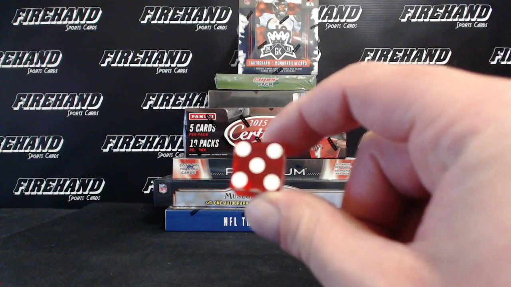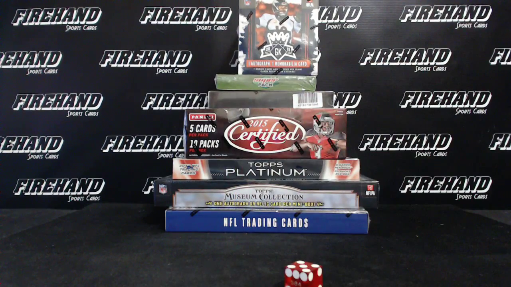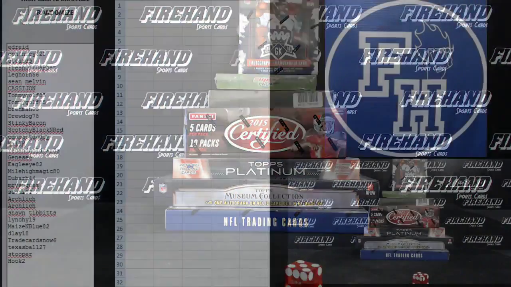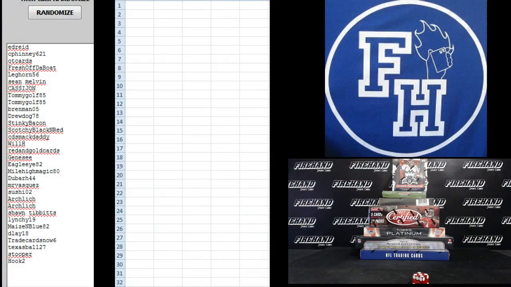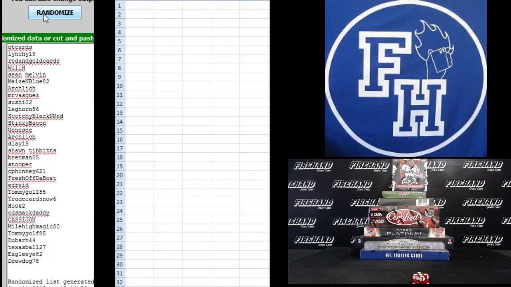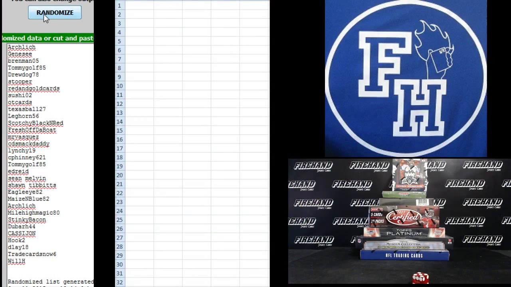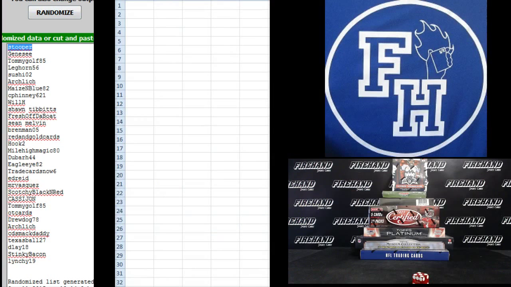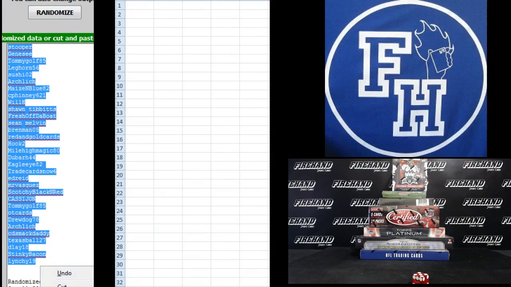Now hit the randomizer 5 times. Ed Reed on top and Hook 2 on the bottom. 1, 2, 3, 4, and 5. Stuper up top and Lynchy 19 on the bottom.